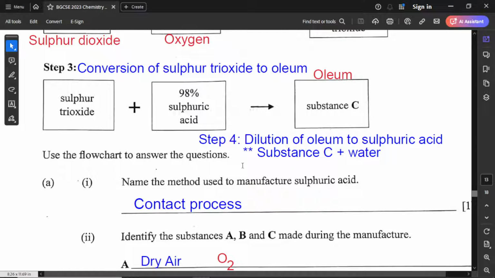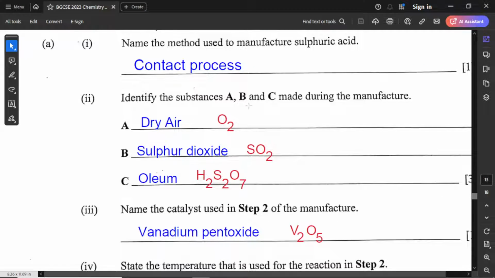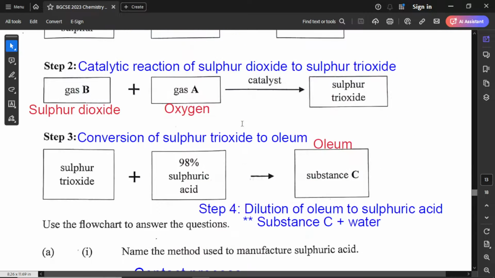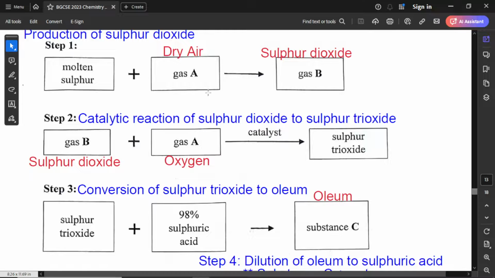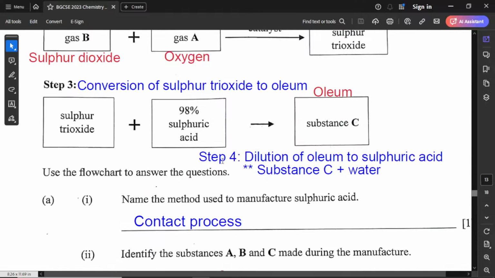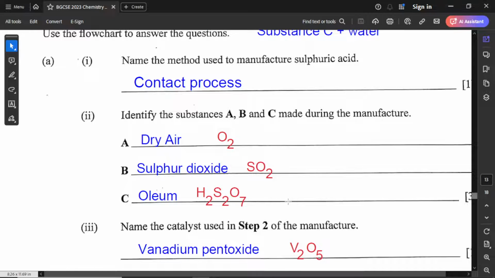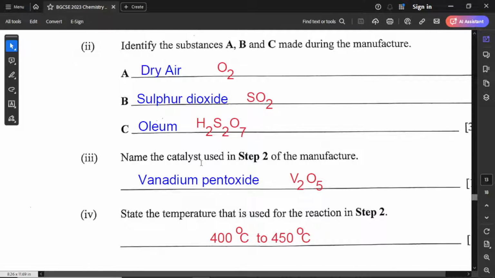All right, and so here they said name the method used to manufacture sulfuric acid, and it is called a contact process. And then part 2 is identify the substances A, B, and C made during the manufacture. A is our oxygen, or what we call dry air. Then we have sulfur dioxide that is formed. That is the first gas. And then the third thing that will form right here is oleum, and I also give you the formula. So we have O2 for oxygen that goes in, sulfur dioxide is SO2, and oleum is H2S2O7.